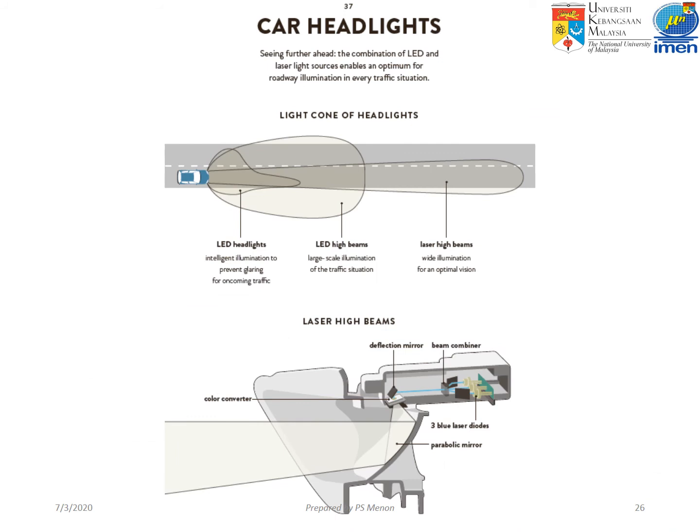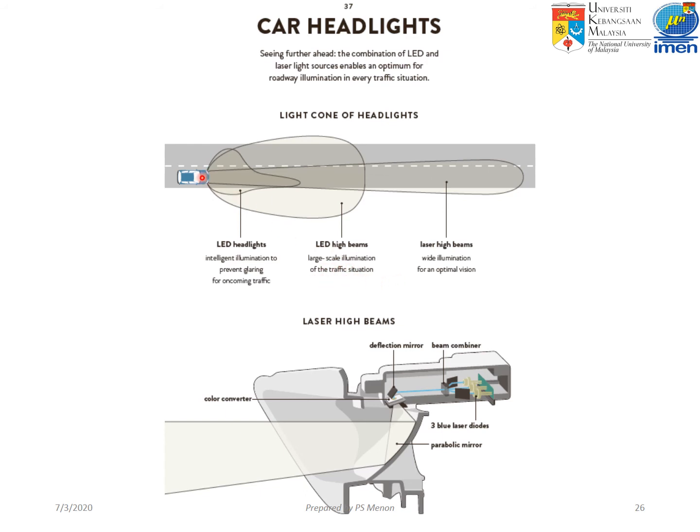Car headlights. Seeing further ahead, the combination of LED and laser light sources enables optimum roadway illumination in every traffic situation. When a car is moving and only needs to see a short distance in the dark, an LED headlight can be used. Maybe there are street lights, so you don't need so much light. So there is intelligent illumination to prevent glaring for oncoming traffic. Then you can increase the illumination using an LED high beam, for large scale illumination of the traffic situation.